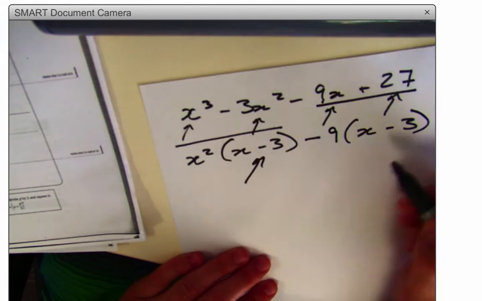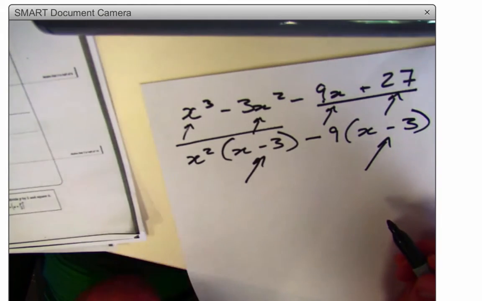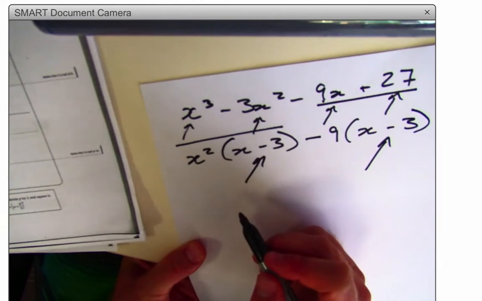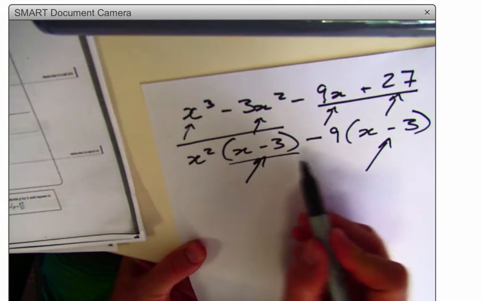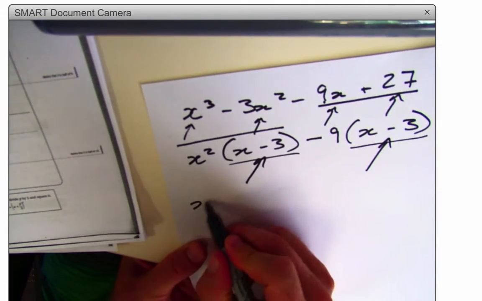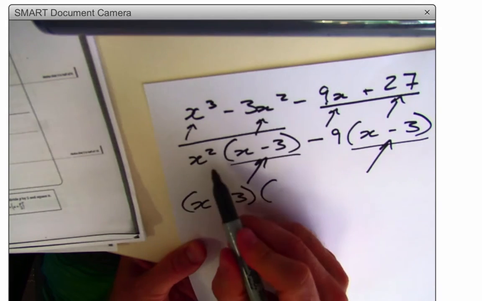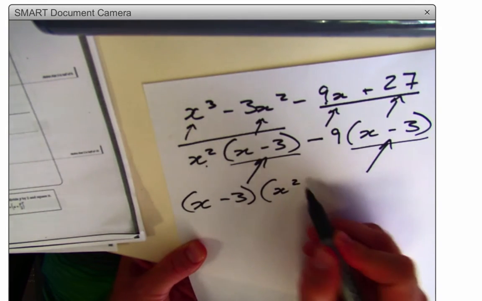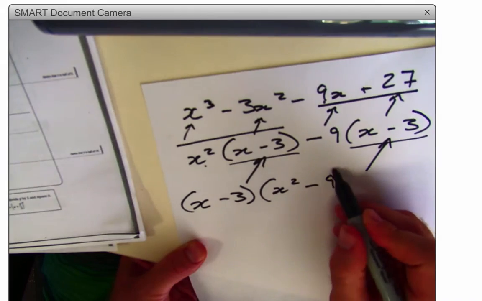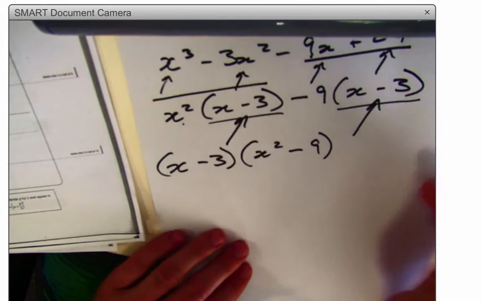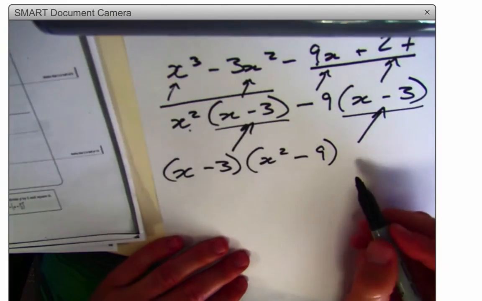Beautiful, because that's what we wanted. We want the same thing there and there. So this is working nicely. Now, we have a common factor, x minus 3, so I'm going to take that out the front. That leaves x squared minus 9. Hey, I know what you're thinking. We are not done. This is exciting stuff.